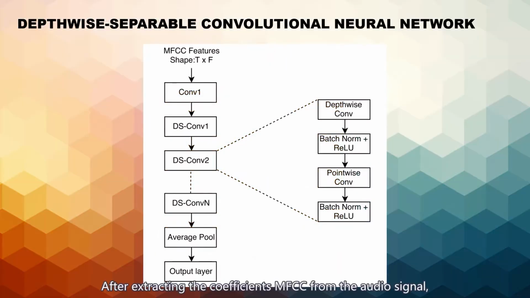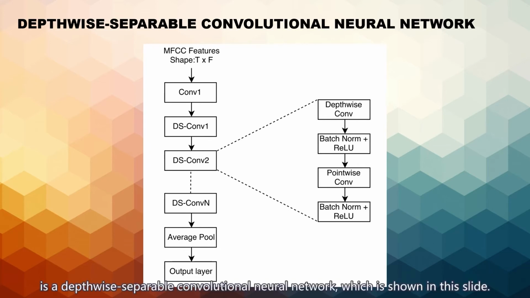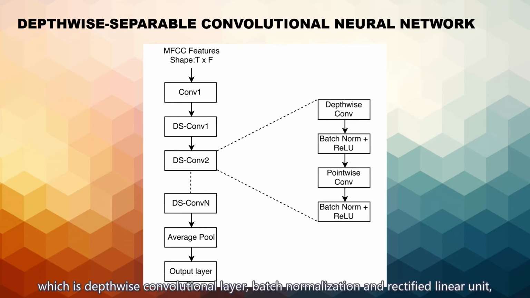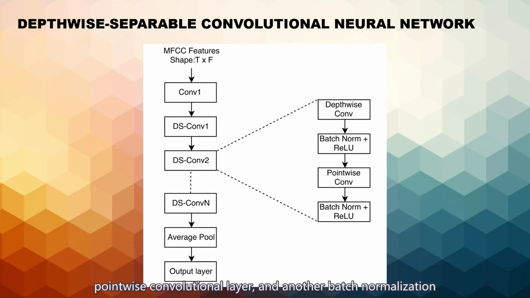After extracting the MFCC coefficients from the audio signal, we feed them to a neural network. The architecture of the neural network in our firmware is a depthwise separable convolutional neural network, which is shown in this slide. Each DS-CNN layer in this figure is a combination of 4 layers: a depthwise convolutional layer, batch normalization and rectified linear unit, a pointwise convolutional layer, and another batch normalization and another rectified linear unit. Each function in this neural network is implemented using the kernels provided by CMSIS-NN library, which is a software library developed by ARM.